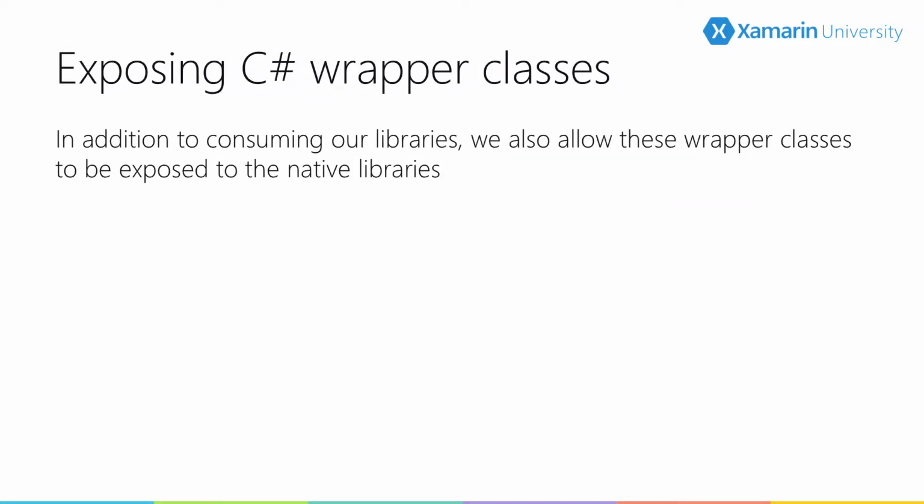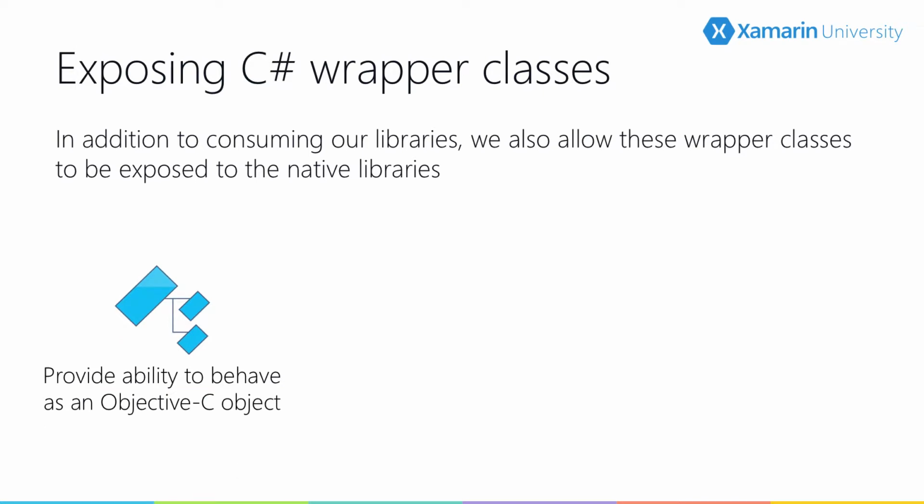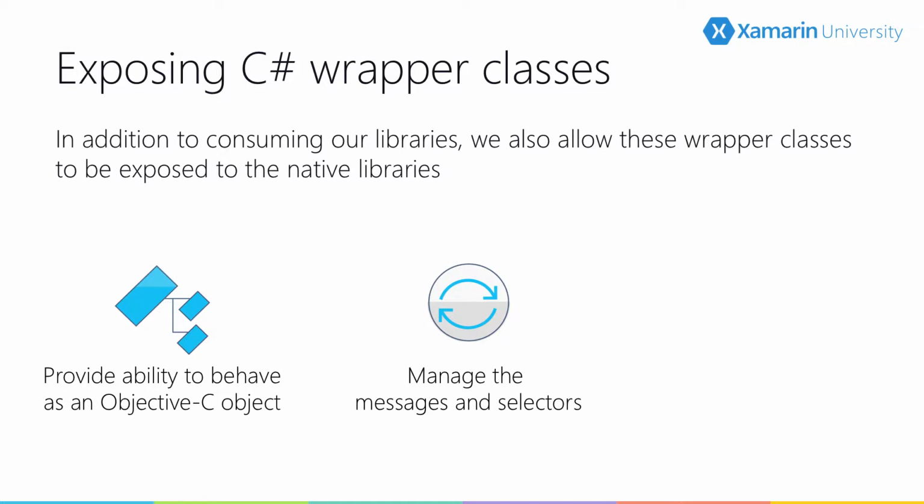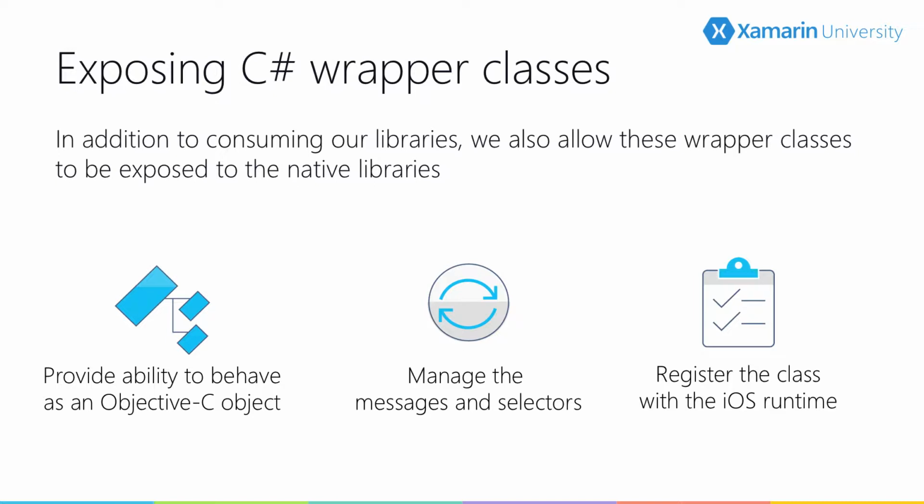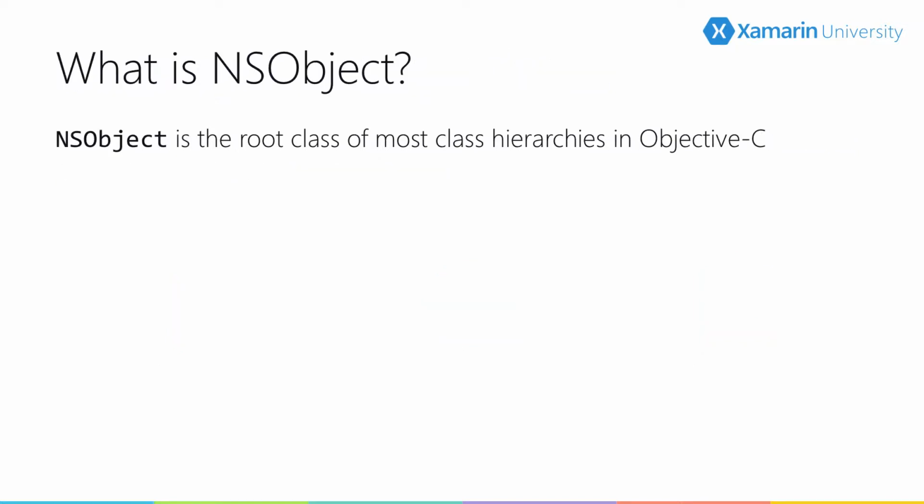In addition to consuming our libraries, we also allow these wrapper classes to be exposed to the native libraries. This means that we would like our object to behave as an ObjectiveC object. We would like to manage messages and selectors, and we would like to register this class with the iOS runtime. Keep in mind that you'll not only bind methods, you'll also need to bind a class or classes so that you can instantiate and interact with these class members. This means we need to understand a little bit more about ObjectiveC classes in themselves.